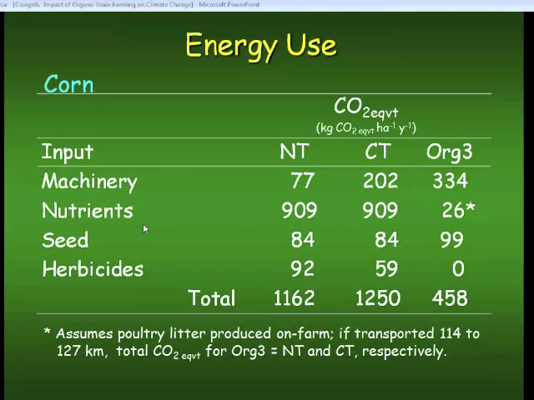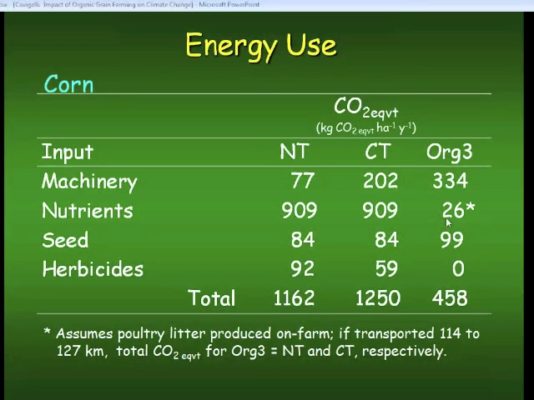However, when we look at nutrients for corn, which includes nitrogen, phosphorus, and potassium, we see an enormous CO2 cost, mostly from the nitrogen, but also from phosphorus and potassium, in both of our conventional systems. And we tended to add about the same amount of fertilizer in those systems. You'll notice there's a much lower value for the organic system. If you remember, we grew our own nitrogen by having a legume cover crop, hairy vetch, but we also used poultry litter.